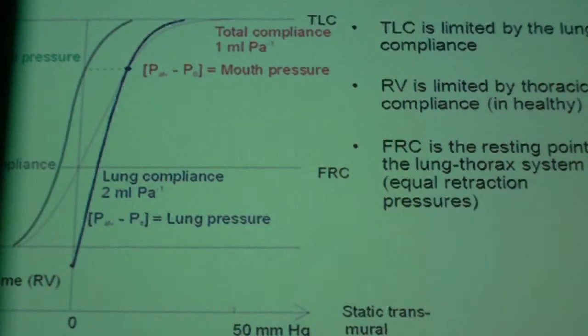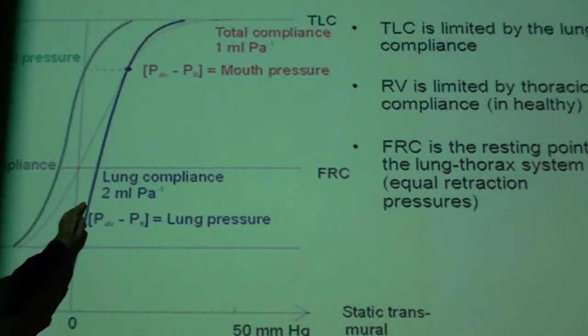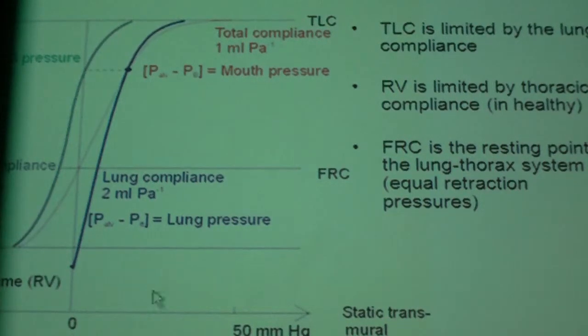So this is the compliance curve of the chest wall, and this is the compliance curve of the lung, and this is the complete, balanced system of the chest wall and the lung. When we breathe in, we can't breathe in more than total lung capacity because the pressure in the lung is too high. The lung wants to be smaller if we breathe in. If you breathe out to residual volume, then the chest wall is the limiting factor, because the chest wall wants to be bigger.